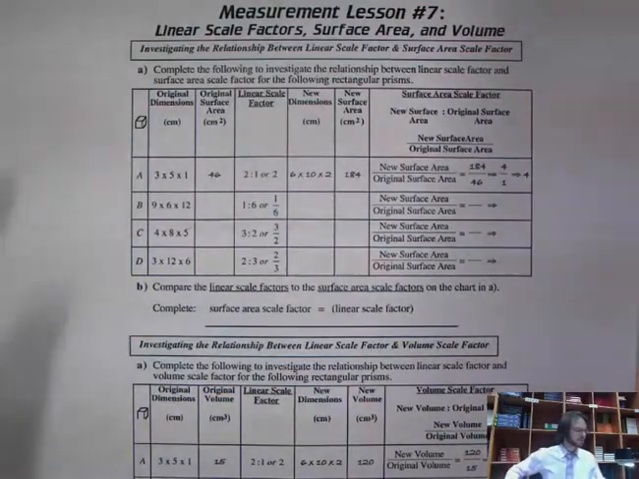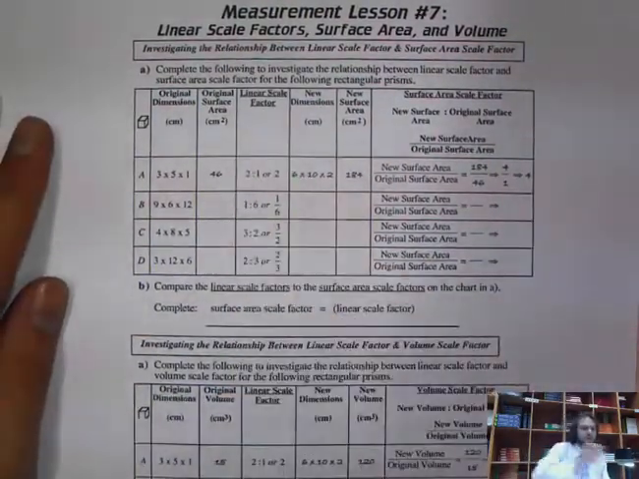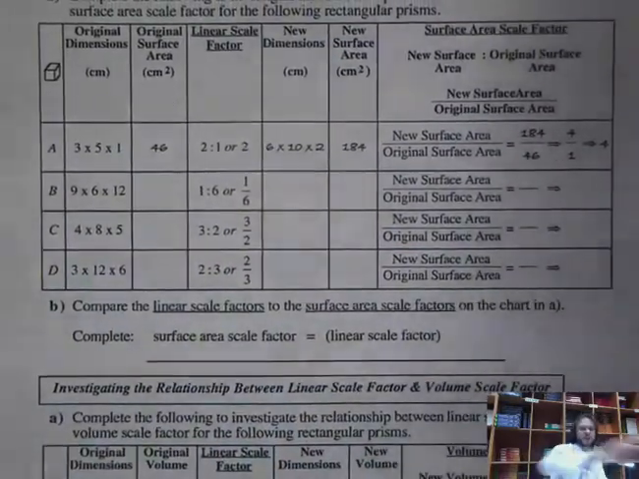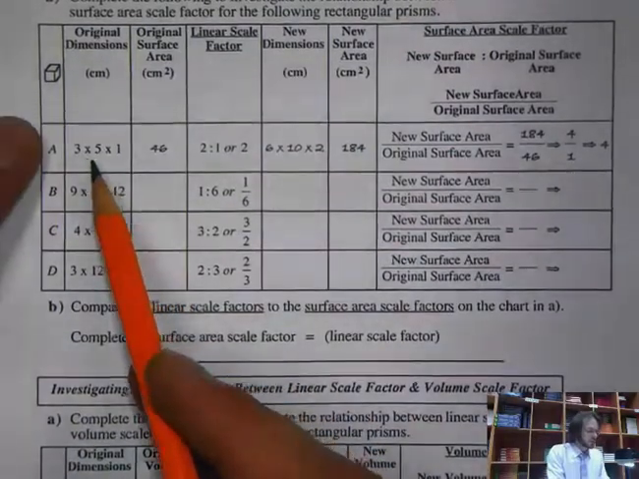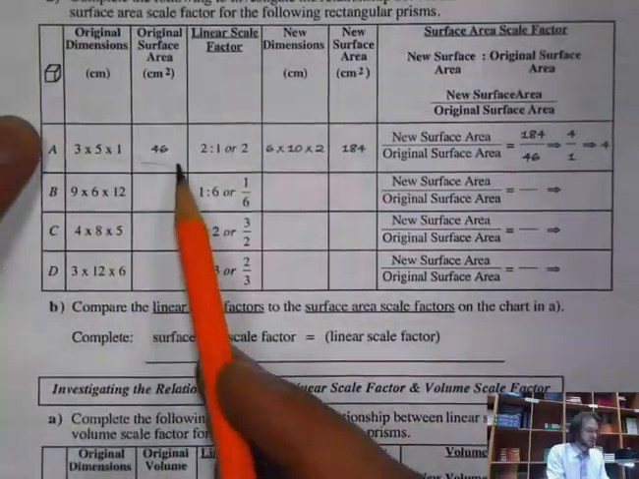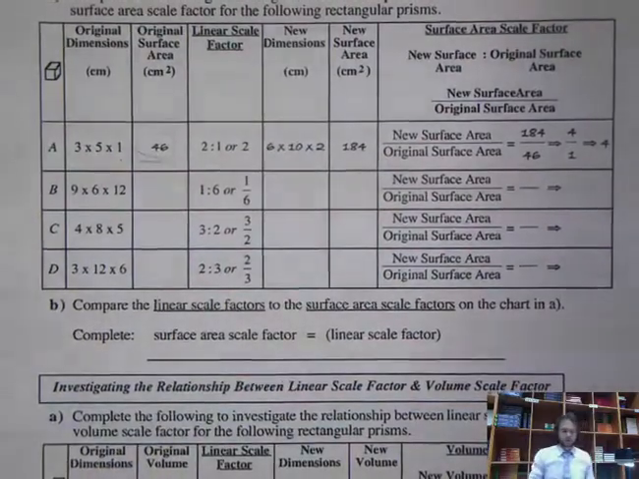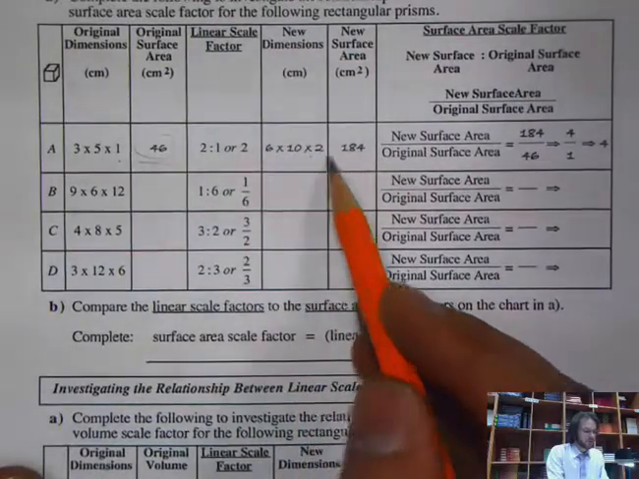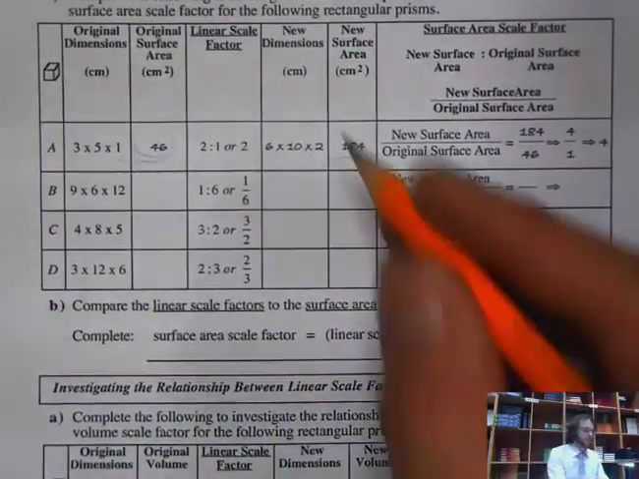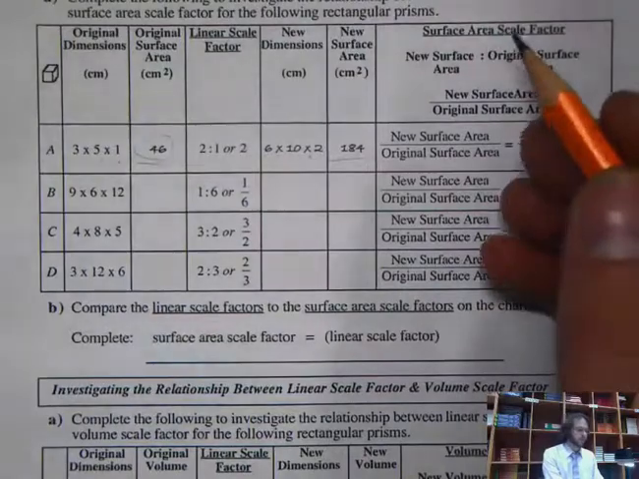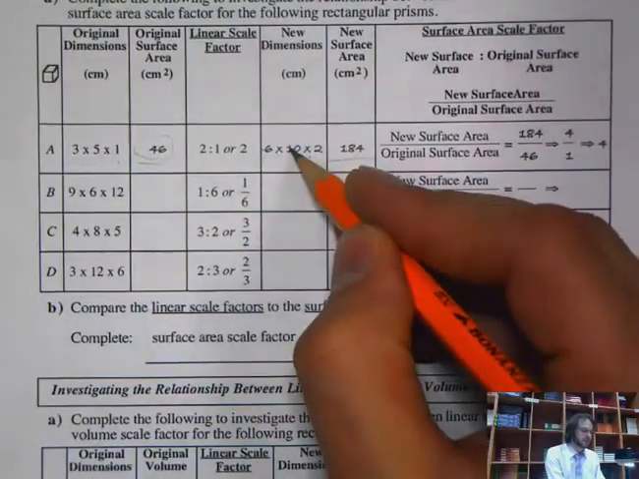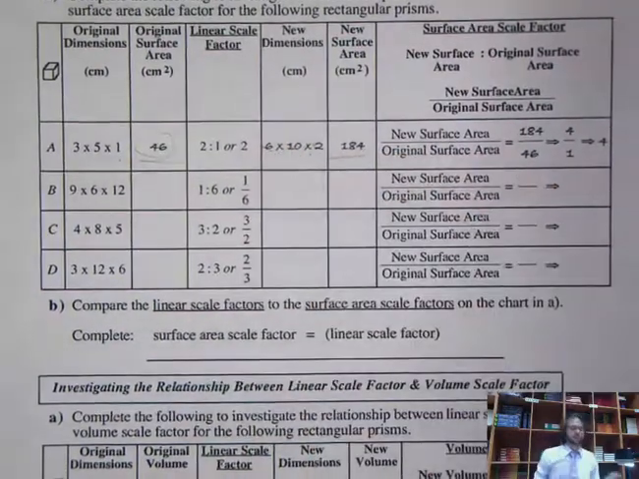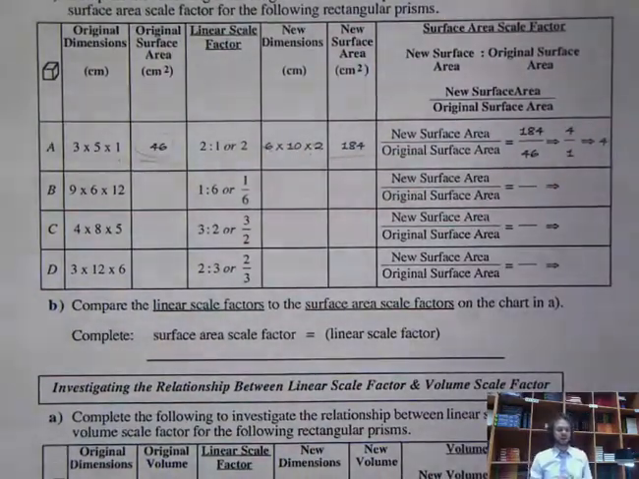We have our original dimension of this shape here. I'm going to zoom in a bit so we can see this better. There we go, nice and big. My original dimension here is 3 by 5 by 1, which gives me a surface area of 46. Now our new dimensions are like this, and my new surface area is 184. How do we get surface area? Well, we have to go 6 times 10 times 2 plus 6 times that times 2, and then that times 2. So it takes us a while to do that.